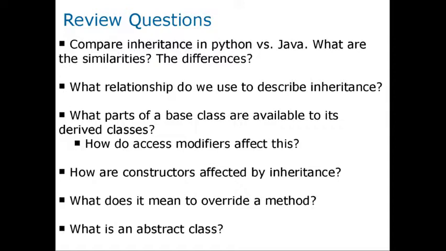So private values, private fields, private instance variables, even if I inherit from the base class, I cannot access those private fields. Those are truly private. They are restricted to the class where they come from. Protected fields, however, are able to be accessed from any class that extends the base class. We'll actually see some examples of this a little bit later on as well. How are constructors affected by inheritance?